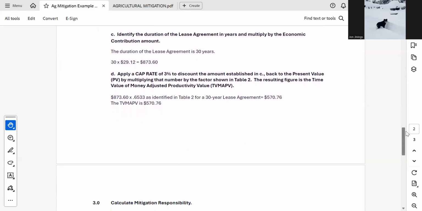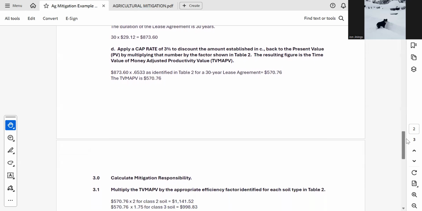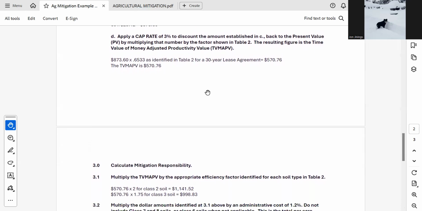And if we know that the expected, in this case, let's just say we know the lease agreement is going to be 30 years long. So we multiply 30 by that number and get up to basically a per acre amount, 873. We bring that back to real time at a time value adjusted money by multiplying it by the 0.6533 figure in table 2. Again, if that was a 20-year duration or 25 or 35, that'd be a different number. But that comes up with the final figure here at 570.76.